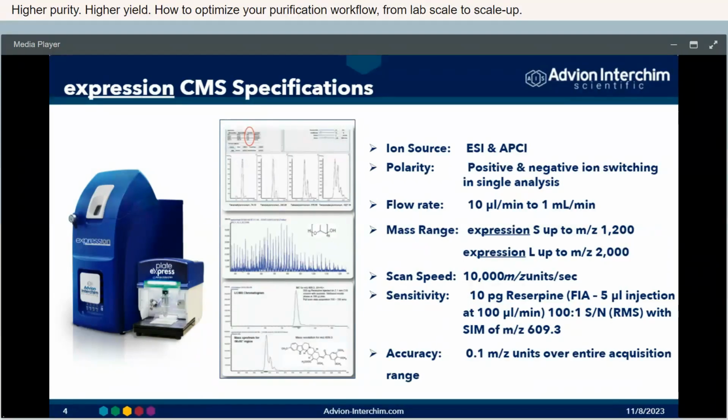So I'll tell you a little bit about our mass spectrometer that we offer. It's the Expression Compact Mass Spectrometer, or CMS. So it's available with the ESI and APCI sources both. In a single run, you can run both positive and negative polarities in case you either do not know what polarity your compound ionizes in, or you have a complete unknown. You'll be able to run both polarities at the same time. And it comes in two models. The Expression S is a mass range up to 1200 m/z, and the Expression L has a mass range of up to 2000 m/z.